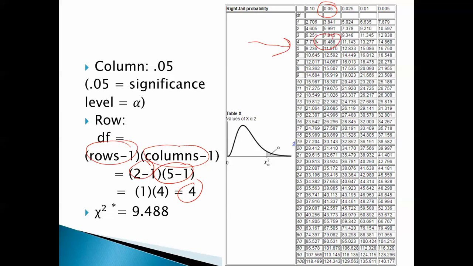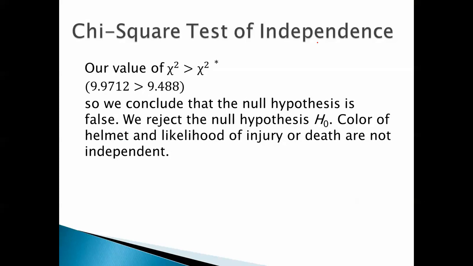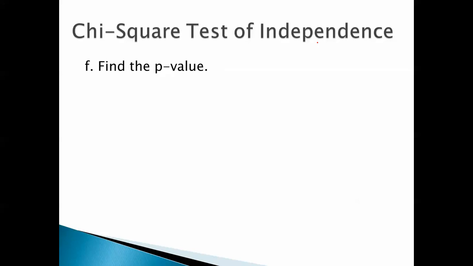That's our value of chi-square star. Okay, our value of chi-square is 9.9712, which is greater than chi-square star, the critical value of chi-square. So we conclude that the null hypothesis is false. We reject the null hypothesis. Color of helmet and likelihood of injury or death are not independent.